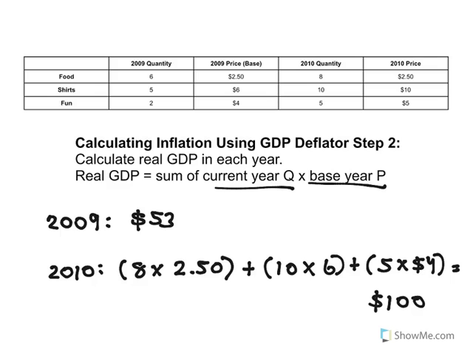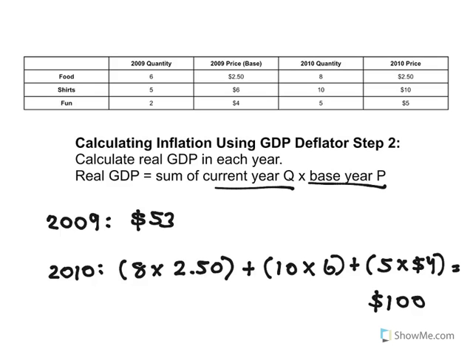So again, we use the current year's quantities. So I use 2010's quantities of 8, 10, and 5, but I use the base year's prices of 250, 6, and 4. So what we're trying to do is look at changes in quantity. We are not looking at changes in prices because we are trying to adjust for inflation here, okay? Now again, the goal is to figure out the inflation rate, okay?